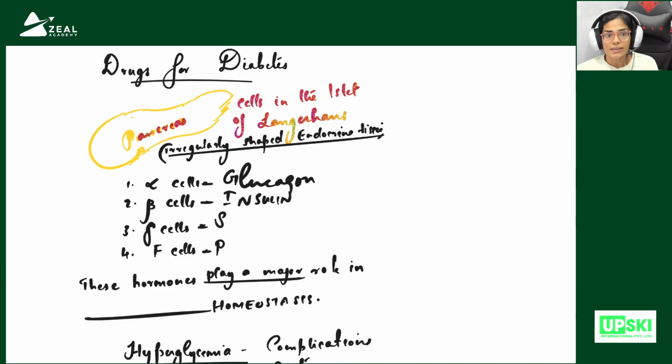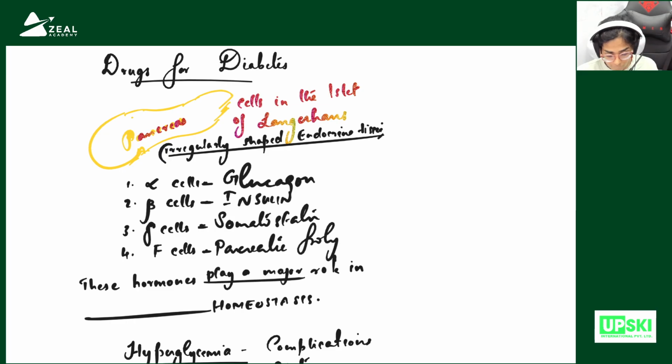And we have delta cells for the production of somatostatin. And another type of cell, which is not given in most of the textbooks, F cells. The F cells produce pancreatic polypeptide. Basically, all these hormones play a major role in the homeostasis of what? Glucose.